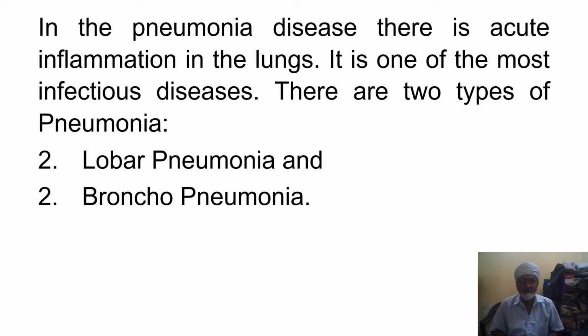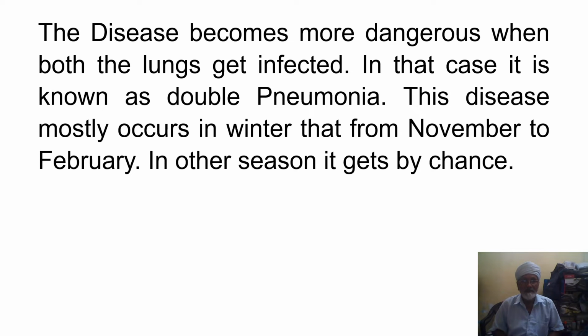There are two types of pneumonia: Lobar Pneumonia and Broncho Pneumonia. The disease becomes more dangerous when both the lungs get infected. In that case, it is known as double pneumonia. This disease mostly occurs in winter, that is from November to February. In other seasons, it occurs by chance.